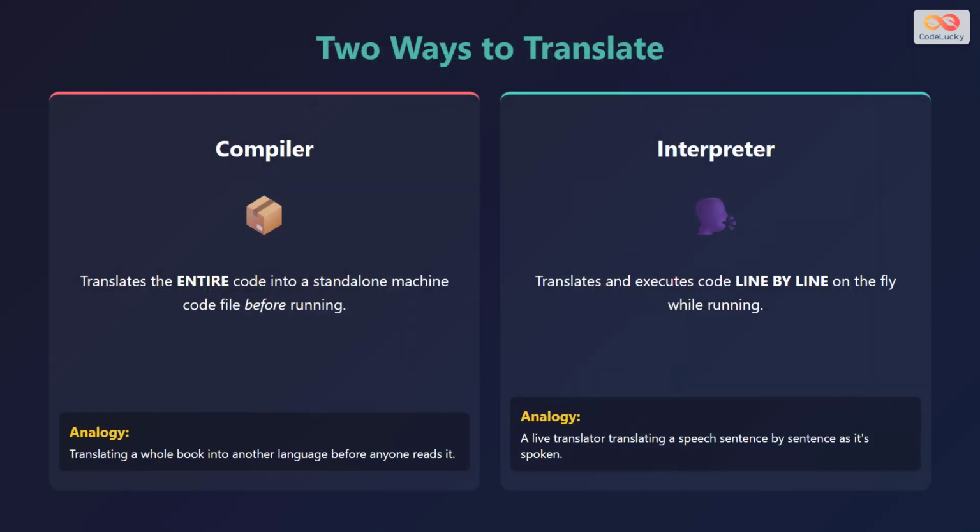There are two main ways this translation happens. Think of a compiler as a book translator. It translates the entire book at once, creating a new version in the target language before anyone reads it. An interpreter, on the other hand, is like a simultaneous translator at the United Nations. They translate what is being said line by line, in real time, as the speech is happening.